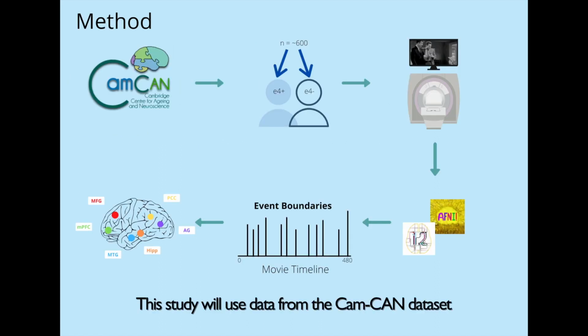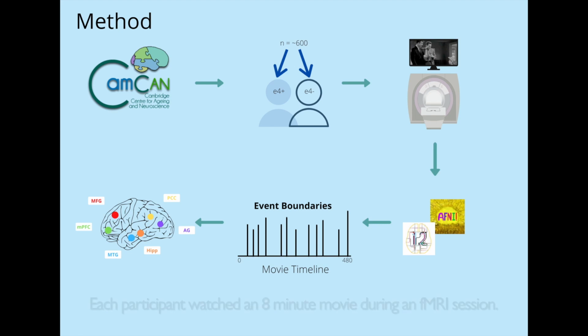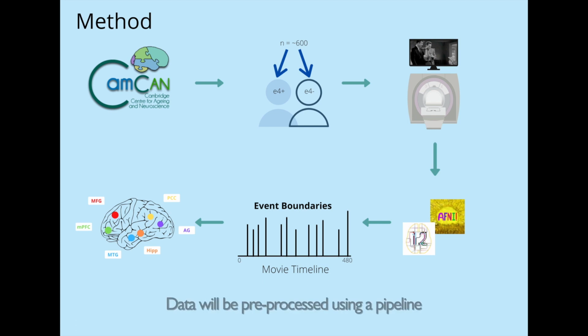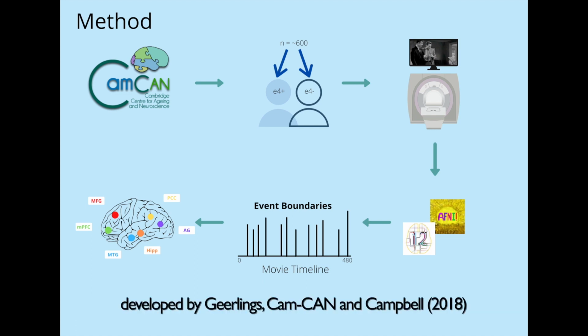This study will use data from the CAM-CAN dataset, which is a group of around 600 genotyped participants representing the adult lifespan. We will examine whether there are genotype differences in boundary-evoked responses to a short film. Each participant watched an 8-minute movie during an fMRI session. Data will be pre-processed using a pipeline developed by Geerligs, Cam-CAN and Campbell 2018.